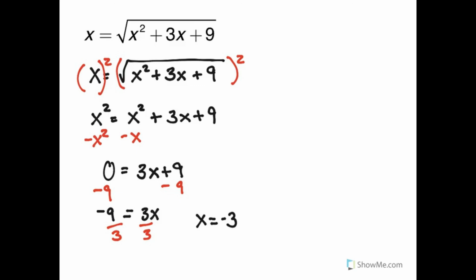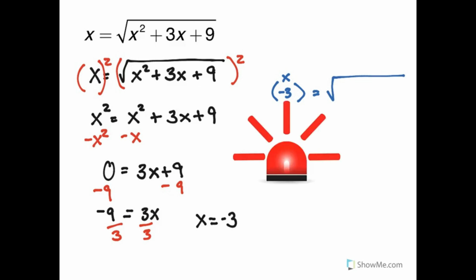But if I check that back in the original equation, I have x, which is negative 3, equal to a square root. And I cannot have a square root equal to a negative number. So even though I found a solution, x equals negative 3, there is really no solution because the square root cannot be equal to a negative number.